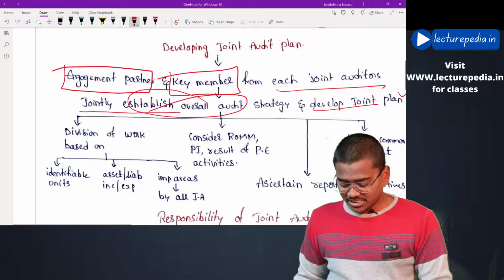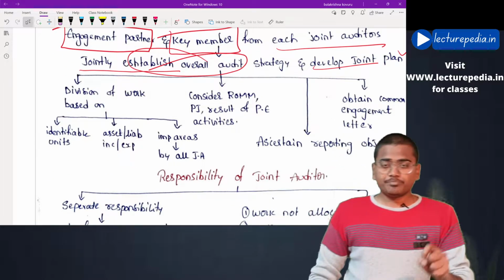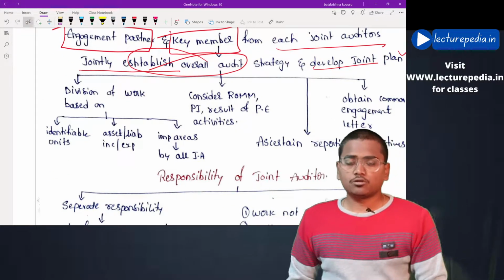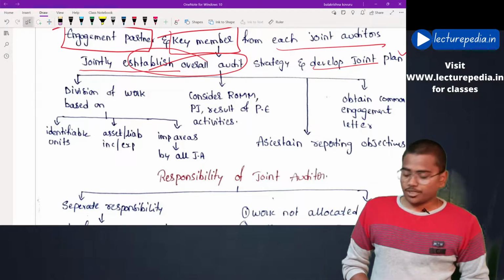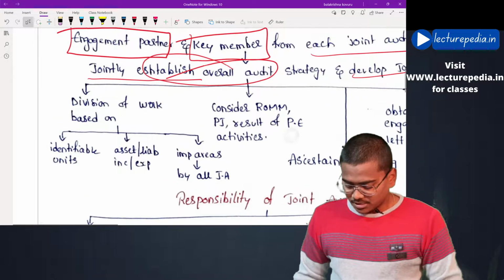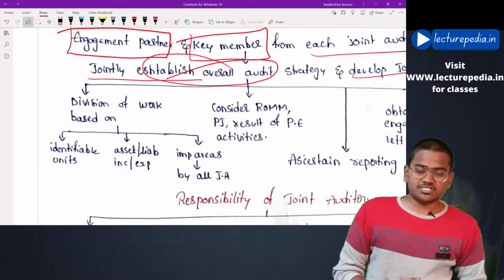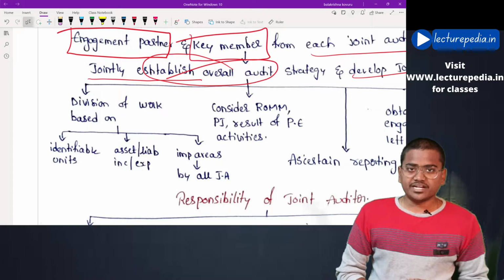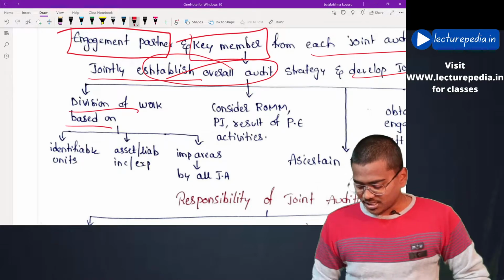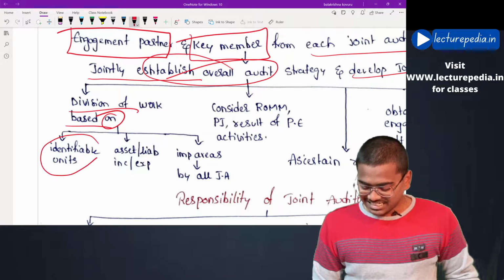Now, while developing this joint audit plan, what are the aspects to be considered and what has to be included in this joint audit plan? First of all, in this joint audit plan, they have to divide the work among themselves. How can the work be divided? First of all, division of work based on identifiable units.